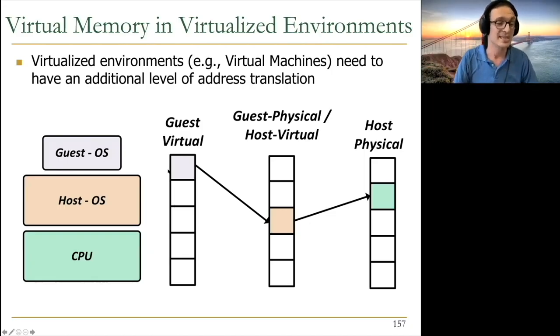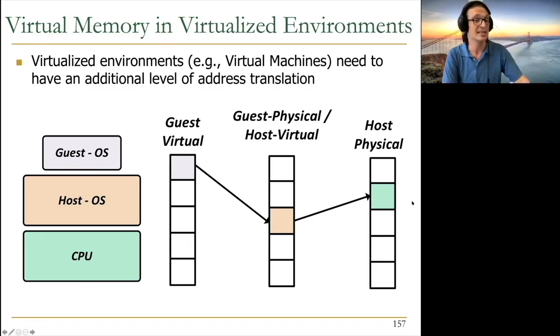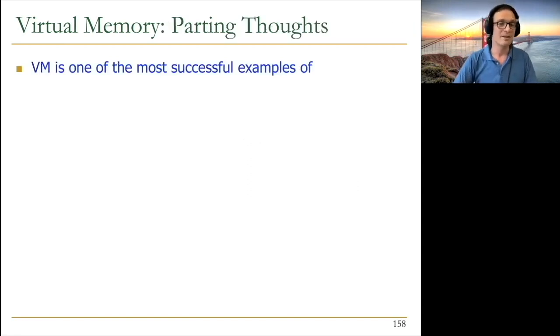And existing hardware, x86 hardware for sure, provides support for directly translating from the guest virtual address to the host physical address, while trying to avoid as much as possible this indirection level. So that's direct support for virtualized systems. Okay, so let me conclude with some parting thoughts on the virtual memory part, and then we're going to have an epilogue for those who wish to stay for the rest of the lecture.